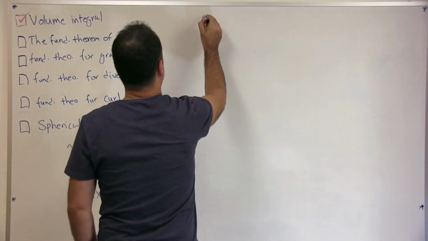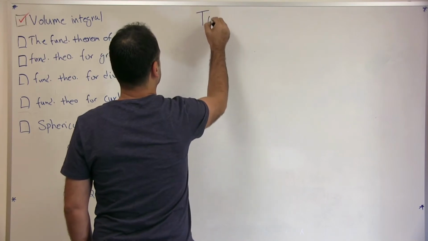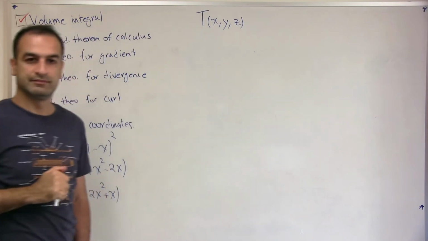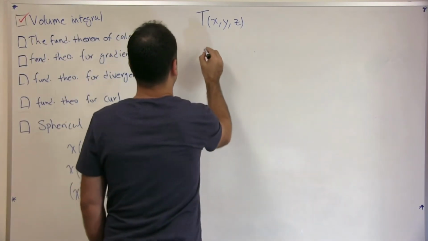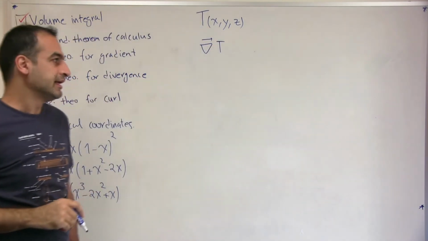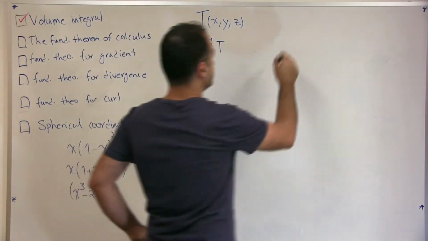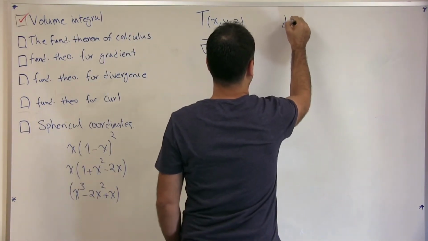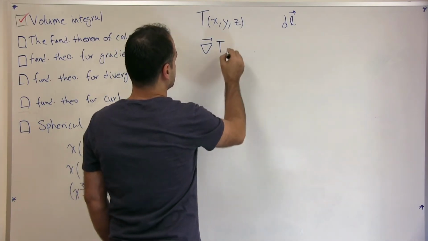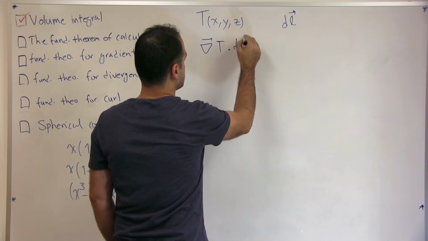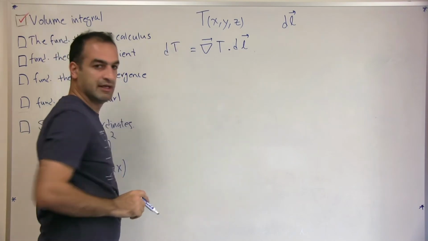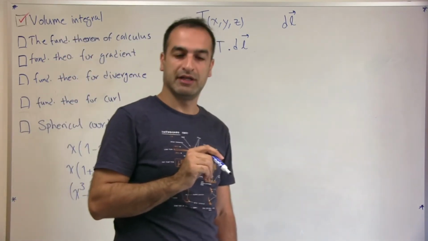Okay, so now imagine you have a scalar function T of three variables, x, y, z. Then we take the gradient of T, and it's a three-dimensional function. If we move a very small, infinitesimal step dl and take the dot product of the gradient with dl, what we get is dT, the infinitesimal change in T.